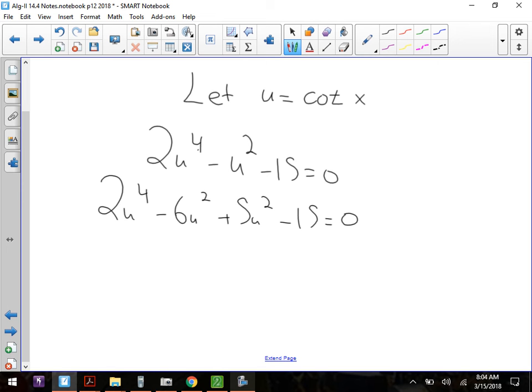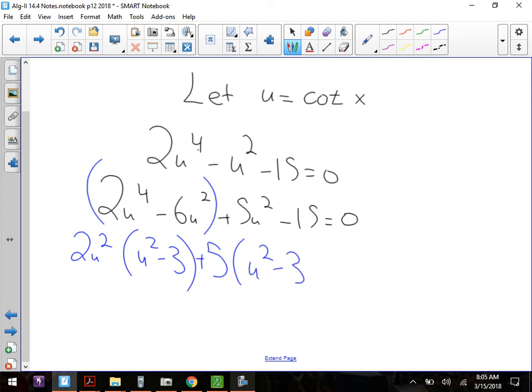Okay. Now, since I have 4 terms, we would factor it via grouping. So when I go to group this, what's my GCF of those first 2 terms? So then I'm left with a u squared minus 3. What's my GCF between the 5u squared and the -15? 5. So I factor out 5, and I have the same thing, u squared minus 3.